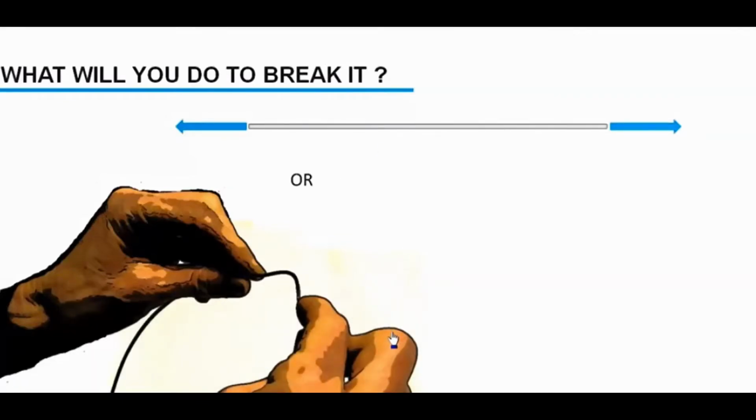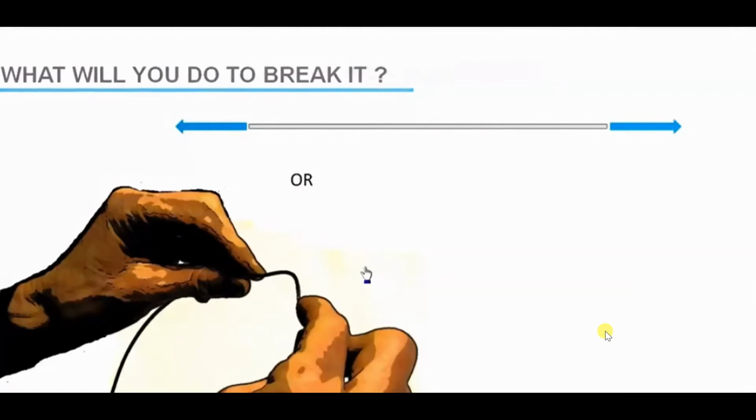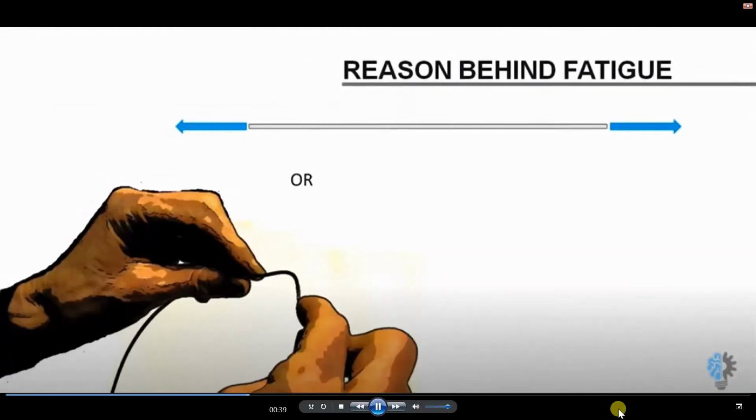This is a well-known example of fatigue failure. So how does material fail due to fatigue? To get the answer to this question, let us have a close look at stress variation in the wire cross-section.